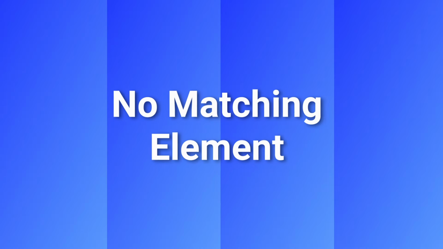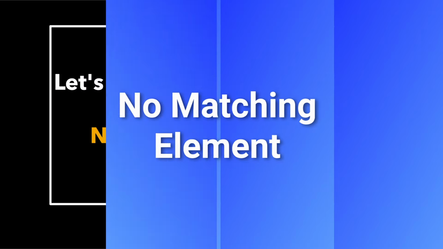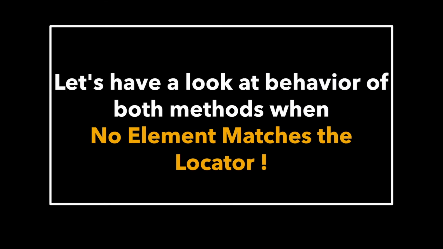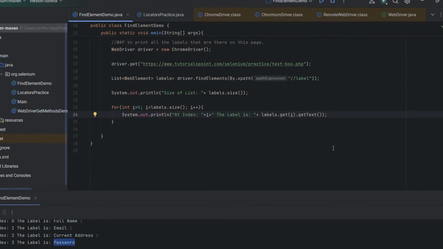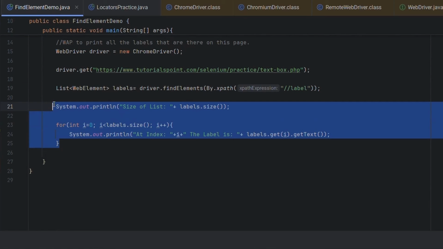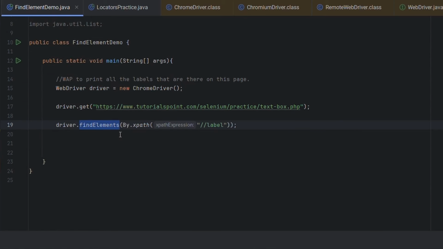Now let us see how this method behaves when there is no element matching the given locator, or when the element we are going to find is not present on the DOM. Let's get back to the code. Let's remove this. Let's first try with findElements method. Here we have used this label tag. Let's do a typo here and see what happens. So this basically is something that is not at all present on the DOM.